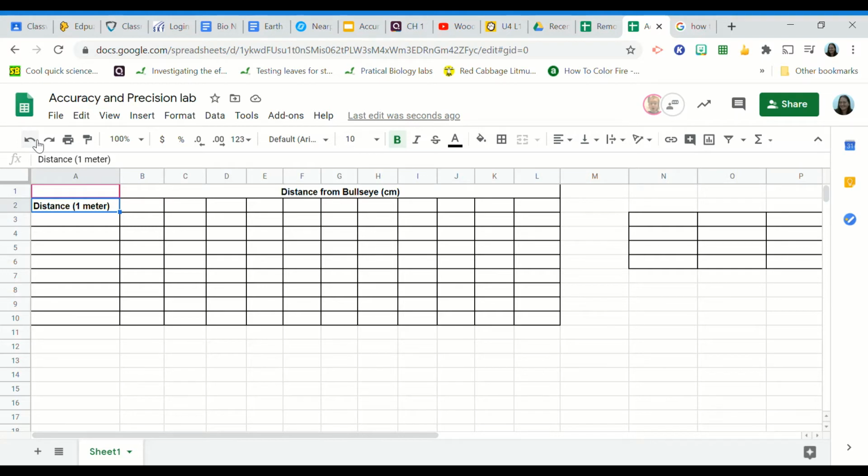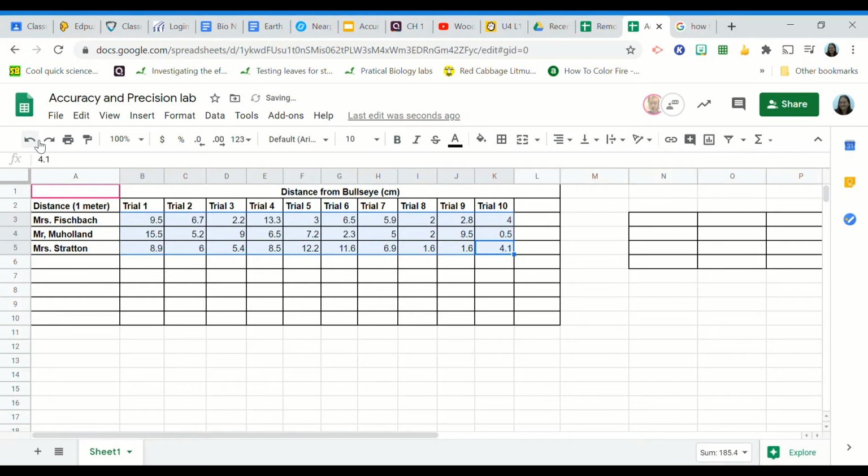Then it reads, taped the target down, soaked the cotton ball in some water, tossed the cotton ball, used a marker to outline the spot that the cotton ball landed, labeled that trial 1, repeated a total of 10 trials. Measured and recorded each trial. So if we have a total of 10 trials, we're going to put our 10 trials across the top here. And then we have our 3 participants, which in this case is Mrs. Fischbach, Mr. Mulholland, and Mrs. Stratton. When we gather all their data and measure it, I've already put that in for you right here.